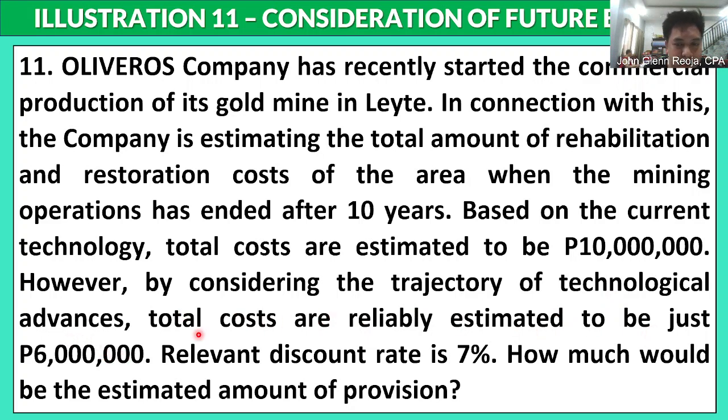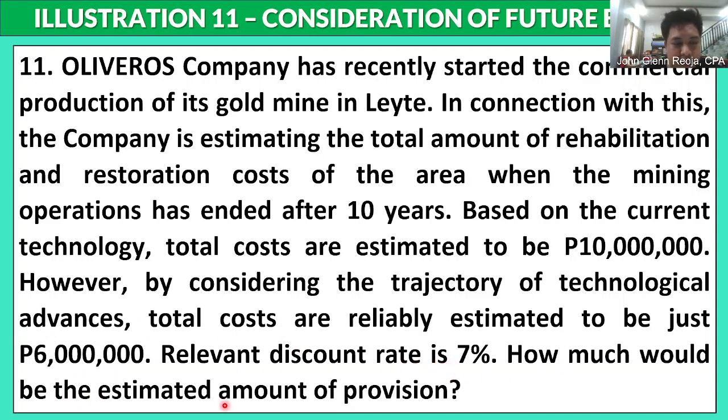So, ano yung gagamitin, sir? Is it 10 million or 6 million? No? Divide 2 ba? Midpoint ba? Again, yung better information is the 6 million. No? After considering the trajectory of technological advances, so ito yung keyword, reliably estimated. No? So, the 6 million. Okay? Ito yung better information. Then, the relevant discount rate is 7%.